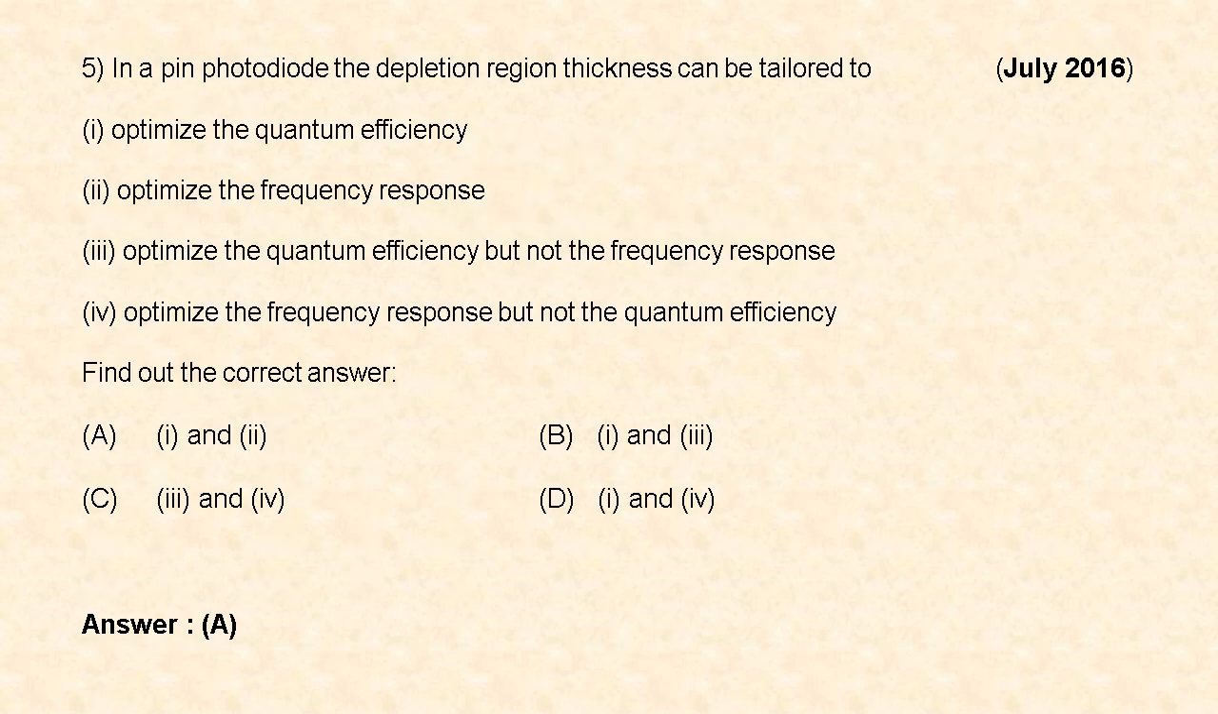Next question. This question was asked in July 2016. In a PIN photodiode, the depletion region thickness can be tailored to: first one, optimize the quantum efficiency; second one, optimize the frequency response; third one, optimize the quantum efficiency but not the frequency response; fourth one, optimize the frequency response but not the quantum efficiency. We know that here the depletion region thickness can be tailored to optimize the quantum efficiency as well as the frequency response. So option A is the correct answer.